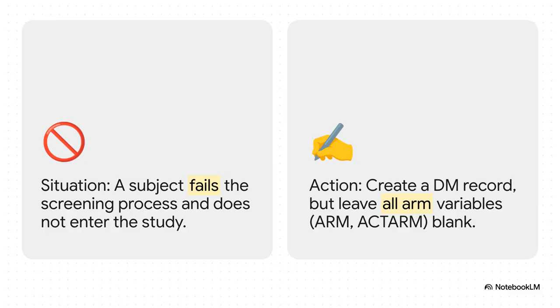Here's another classic that trips people up: screen failures. What do you do with subjects who sign the consent form but then don't actually qualify for the study? Well, the FDA is super clear about this in their guidance. You must create a DM record for them. You fill in their demographics, but, and this is the critical part, you leave all the treatment arm variables completely blank because they were never randomized.